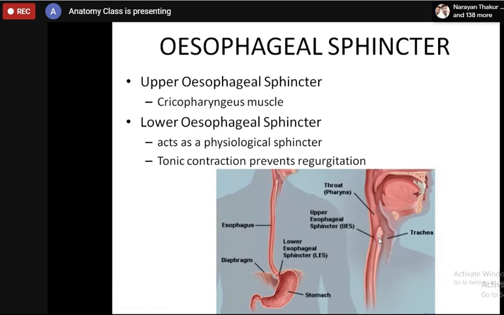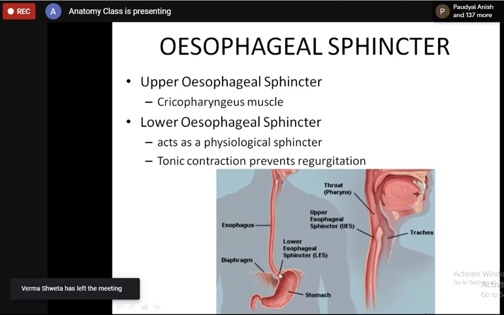So the upper esophageal sphincter is a complete anatomical sphincter formed by the cricopharyngeus muscle, while the lower esophageal sphincter is also known as the gastroesophageal sphincter, as it continues down with the stomach. It is considered a physiological sphincter because no particular muscle forms it. It is simply formed by the thickening of the circular muscles of the esophagus itself, and it prevents regurgitation of gastric content back into the esophagus.